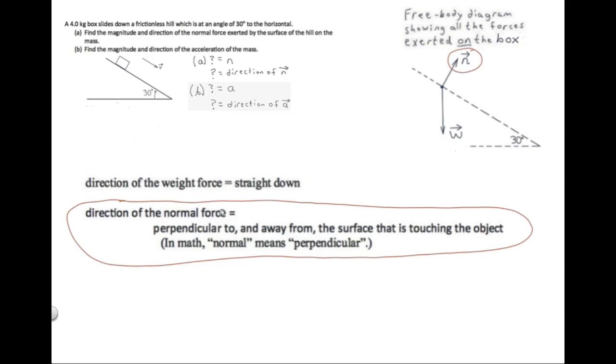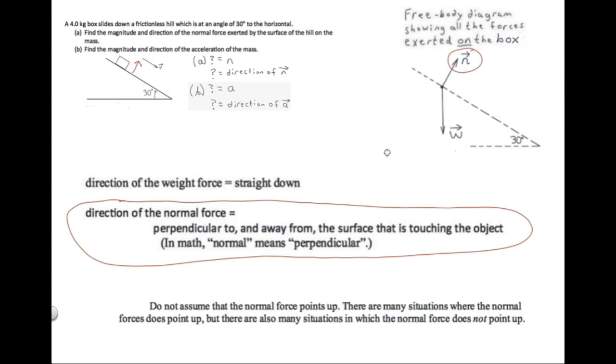Now, the direction of the normal force should be perpendicular to and away from the surface that is touching the object. So the direction of the normal force exerted by the surface of the hill on the box should be perpendicular to and away from the surface of the hill. Well, that would be this direction. So here is the direction of the normal force pointing perpendicular to and away from the surface of the hill. In this free body diagram, we represent the surface of the hill with this dashed reference line.